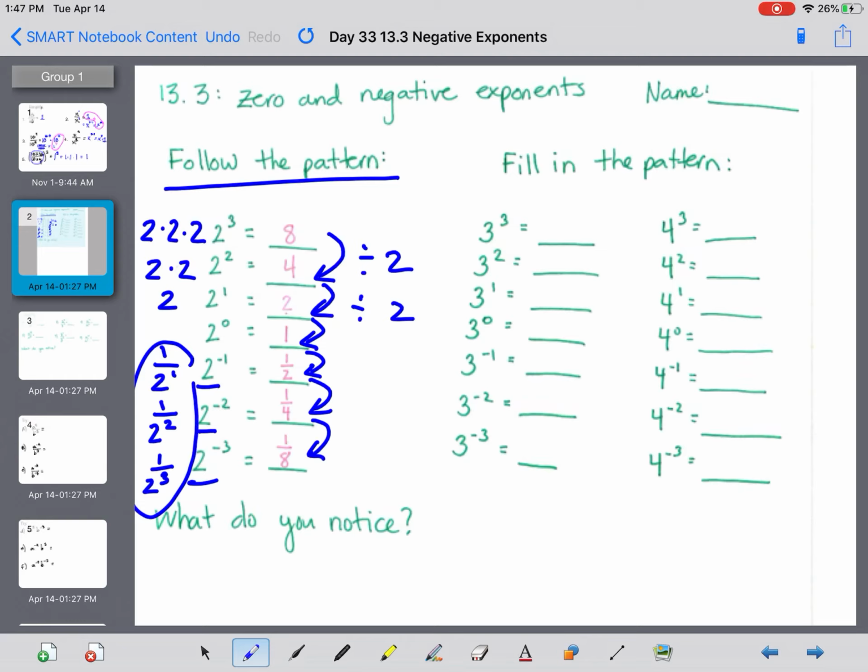Now that's not directly obvious here, and we will spend a lot more time talking about this, but go ahead and take a moment and see if you could fill in the pattern for these powers with base 3 and then with base 4.